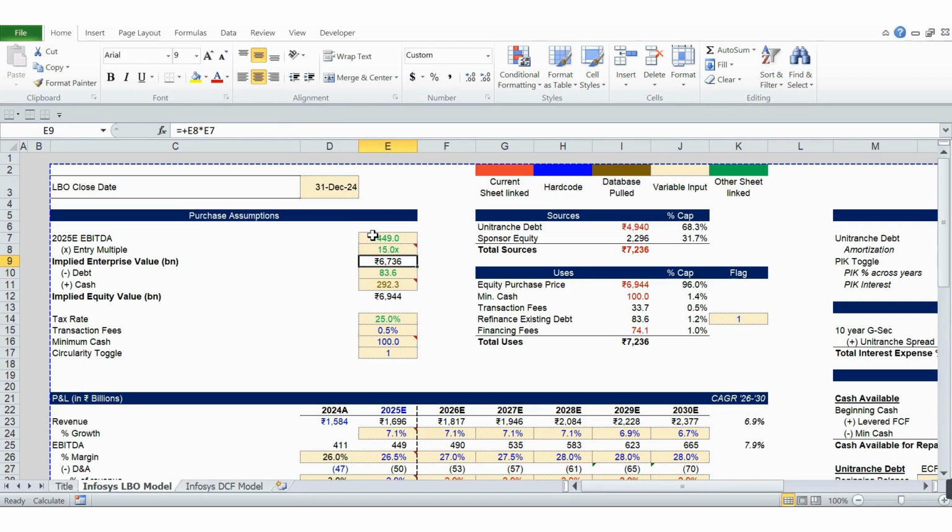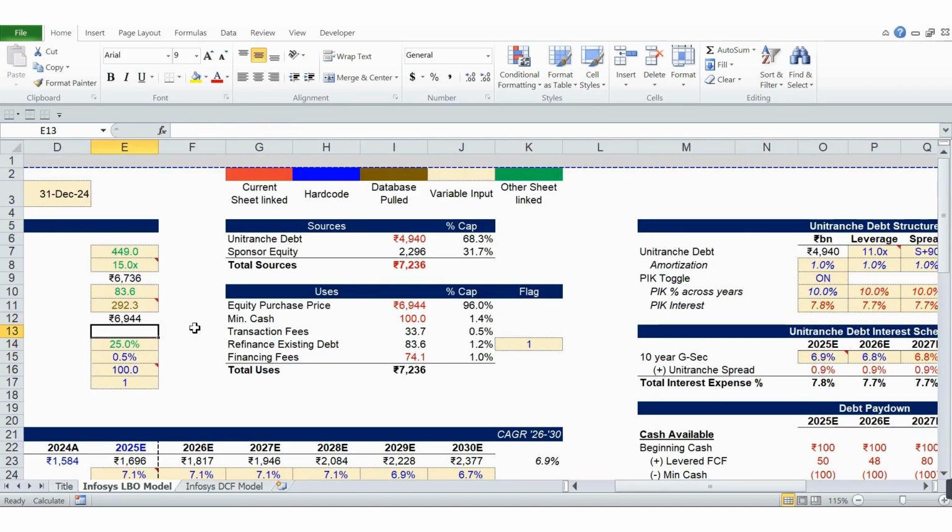Then the implied enterprise value is the multiplication of my EBITDA and my entry multiple. Then debt, again we have taken the current debt of Infosys, and this is again linked to the DCF model sheet. Cash could also have been linked to the DCF model, but we have directly inputted it manually here. It is taken from its latest available balance sheet, from its latest available financial report. And post adjusting for debt and cash, we arrived at our implied equity value.